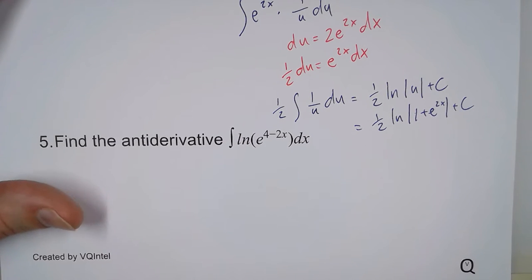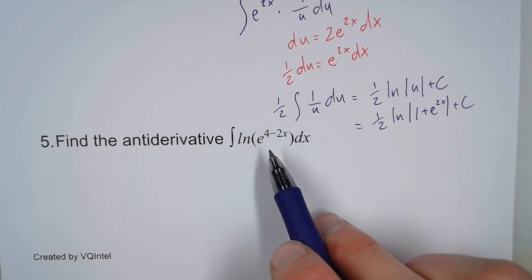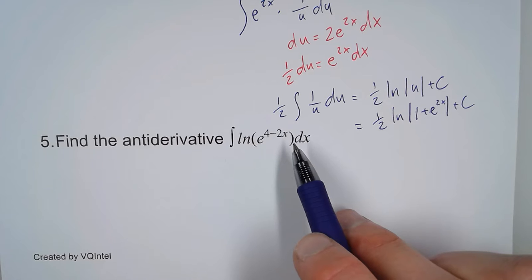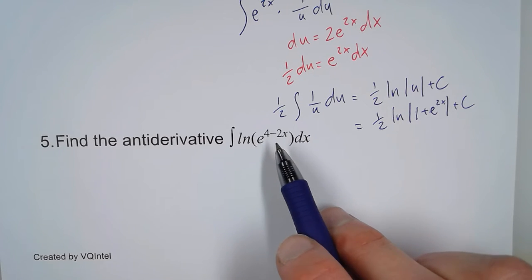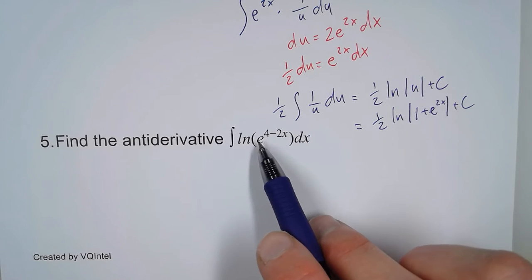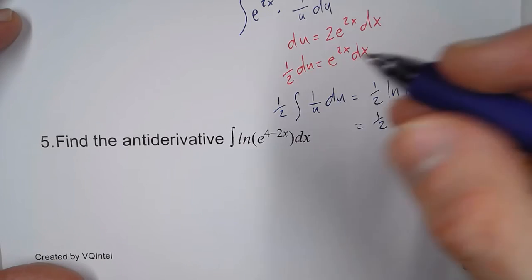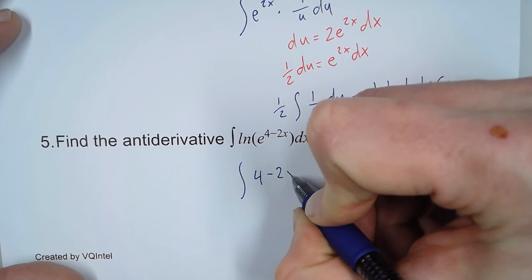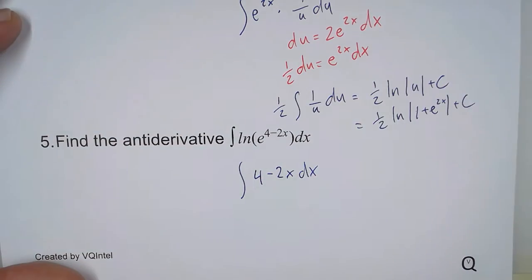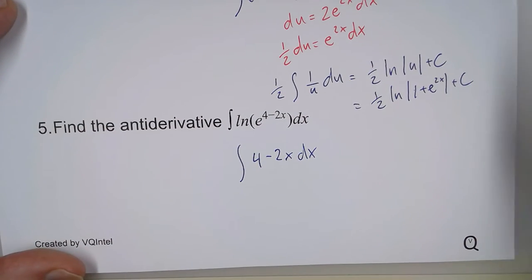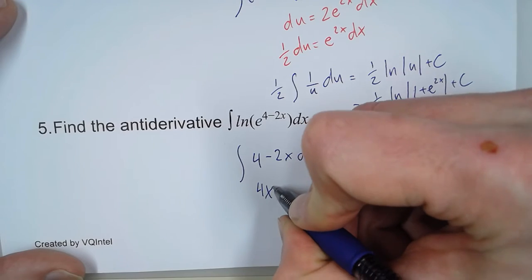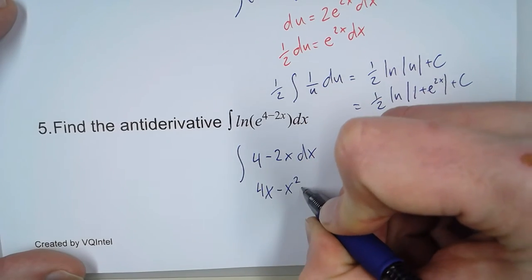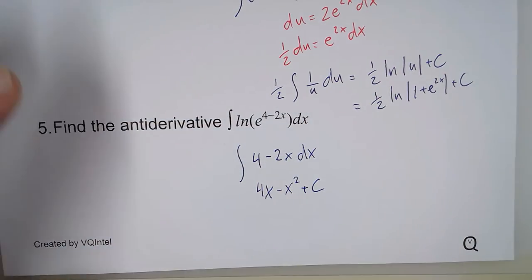Now number 5. We can say that e to the 4 minus 2x is the inside function, but we can actually simplify this because ln and e cancel each other out. They're inverse functions. So that means we just have 4 minus 2x dx. So our antiderivative is 4x minus x squared plus c.